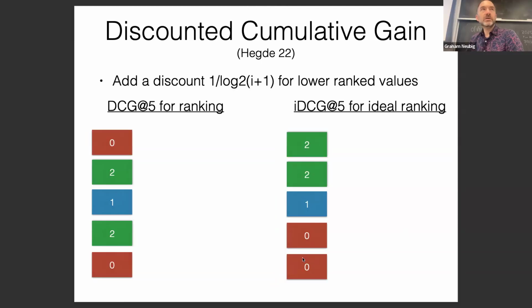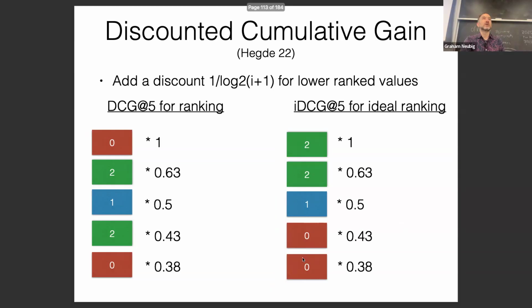So discounted cumulative gain, basically it gives a discount for each of the documents as we go down the ranking list. And they kind of semi-arbitrarily chose 1 divided by log 2 of i + 1. And that gives us a score. And so now the ideal ranking gets a higher score than the non-ideal ranking.